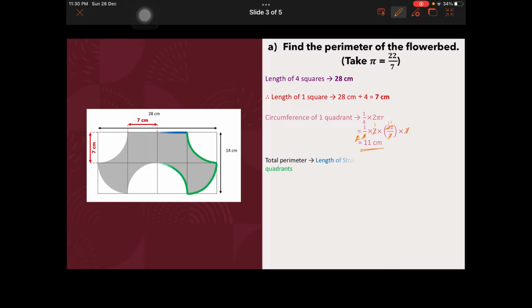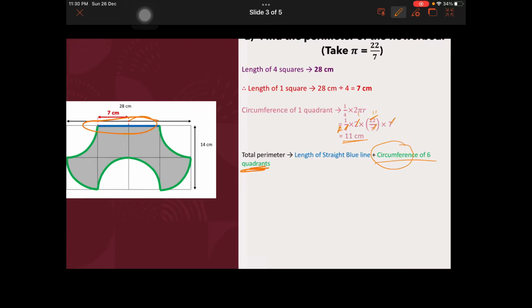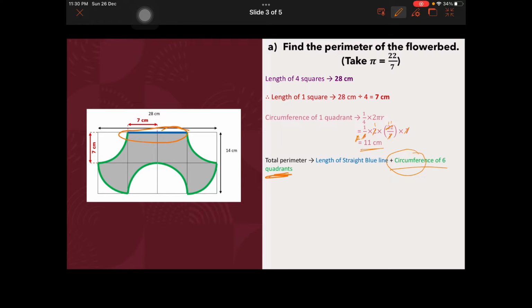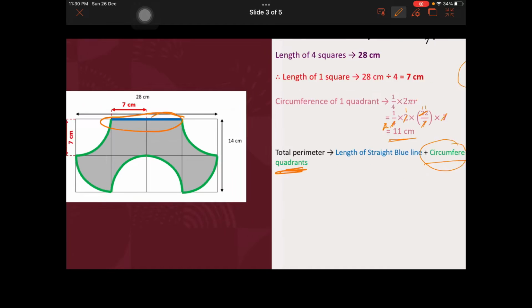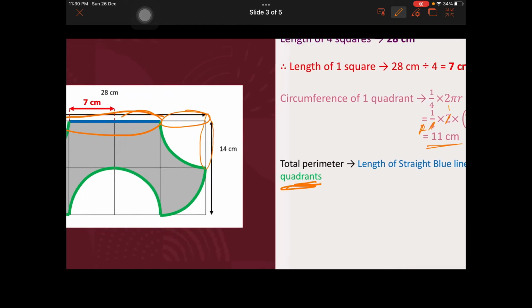So now we need to find the total perimeter, which just happens to be the length of the straight blue line and the total sum of the circumference of 6 quadrants. Now the key thing over here is this circumference. The circumference refers to the length of the curved portion, and not the length of these individual straight lines within a quadrant. So just make sure of that.